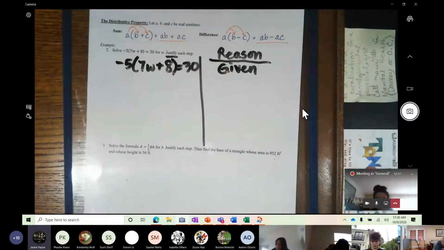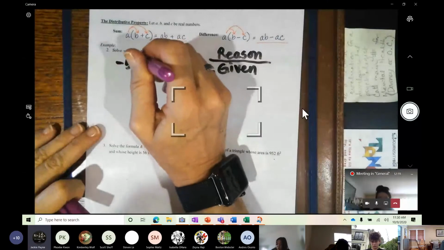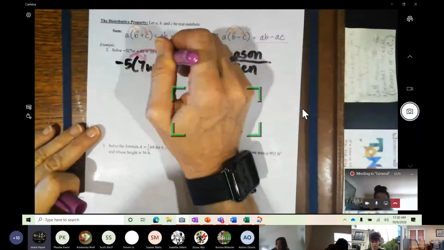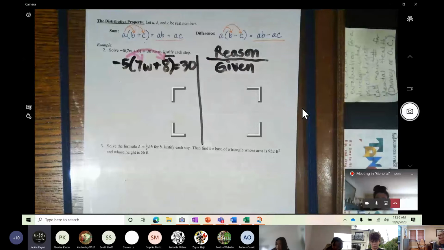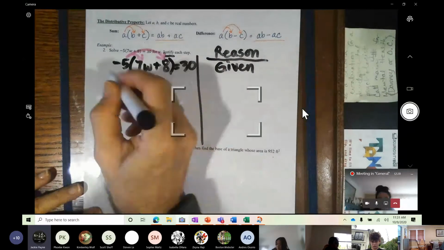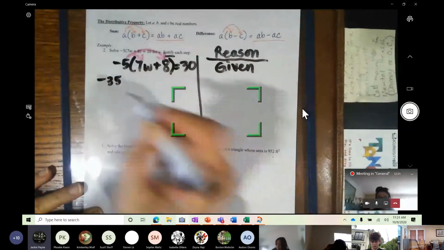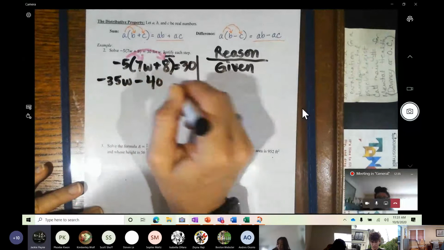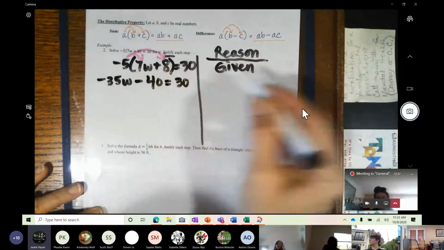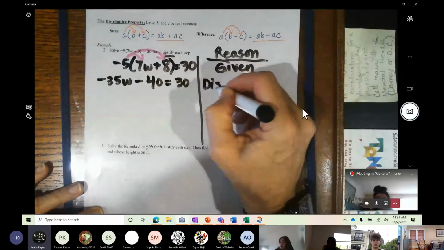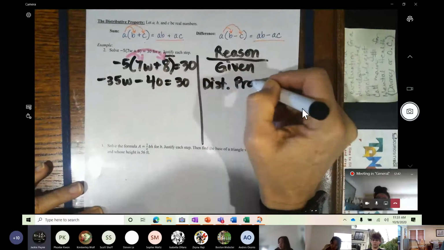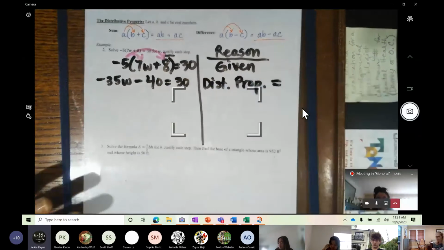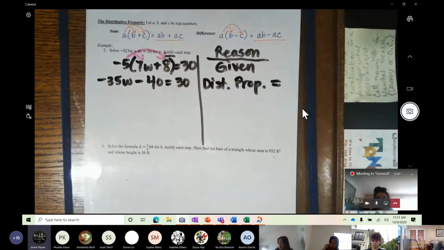So I'm going to draw my arrows because if I don't draw my arrows, I sometimes get distracted, and then I make mistakes. So, and that turns into negative 35W minus 40 equals 30. And the reason we can do that is because of the distributive property of equality. You can go ahead and abbreviate, right? What's going to be our next step?